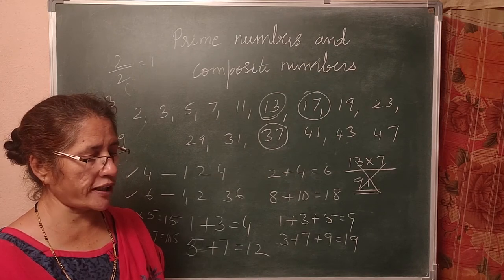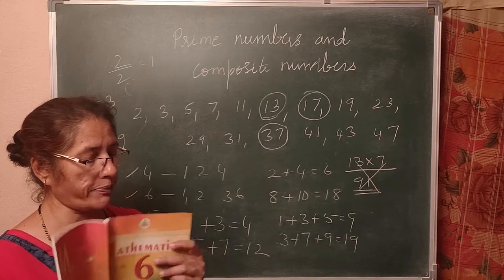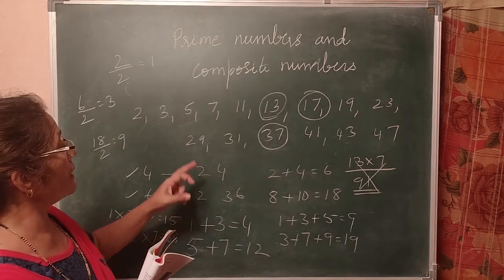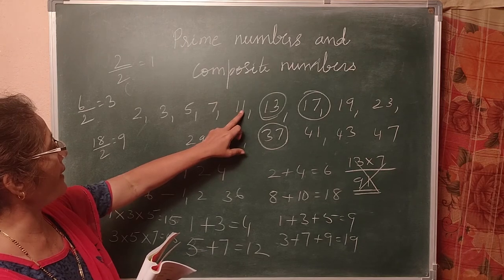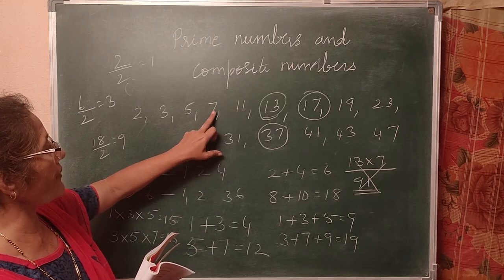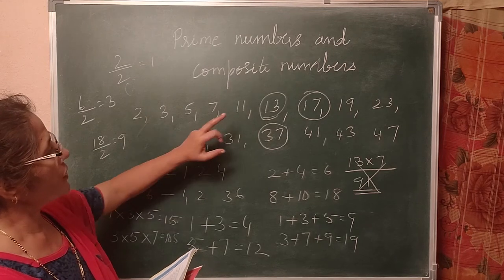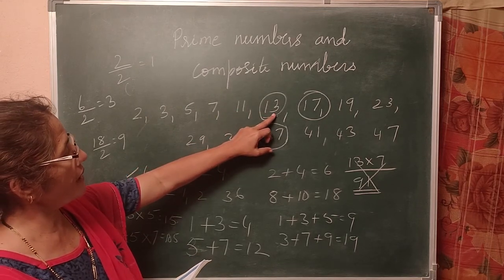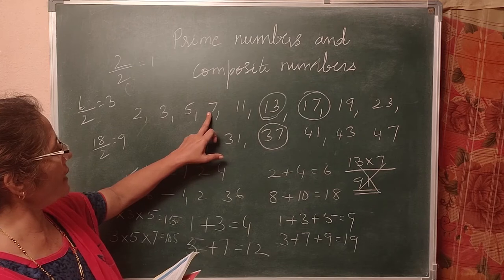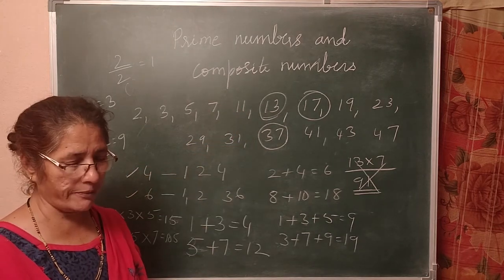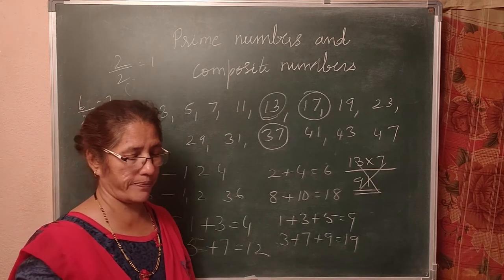Now 10th question. Express each of the following numbers as the sum of three odd prime numbers. 21. You have to get 11 plus 7, 18, plus 3, 21. 31. 13 plus 7, 20. 20 plus 11, 31. Like that. You understand?